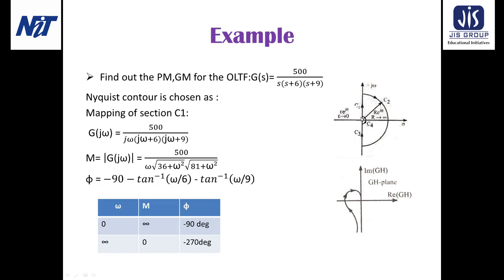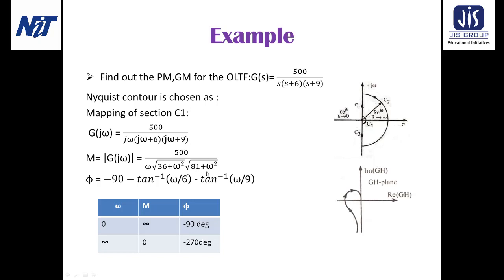For section 1, omega is varying from 0 to plus infinity, and on the imaginary axis all the real parts are 0. That's why I have put s = jω here. So G(jω) becomes 500 by jω into (jω + 6) into (jω + 9). For the magnitude, we use the formula: magnitude of x + iy is root over x square plus y square. Here the magnitude has been calculated as 500 by ω into root over (ω square plus 6 square, that is 36), and root over (ω square plus 9 square, that is 81).